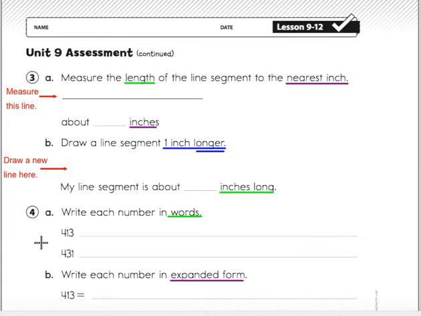Write each number in words. Please do not rewrite the numbers. Do not write any numbers at all. Please say 413 and write 413. Say 431 and write 431 in words.